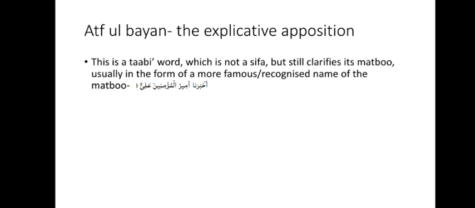Then we have atful bayan, which is the explicative apposition. Very simply, it's a tabi' word. It's not a sifa, but what it does is it clarifies its matbu'. It's usually in the form of a more famous and recognizable name of the matbu'. For example, أخبرنا أمير المؤمنين علي. So the Amir al-Mu'mineen, the leader of the believers, informed me, Ali. So Aliyun is the name of the Amir al-Mu'mineen. So that's the atful bayan.